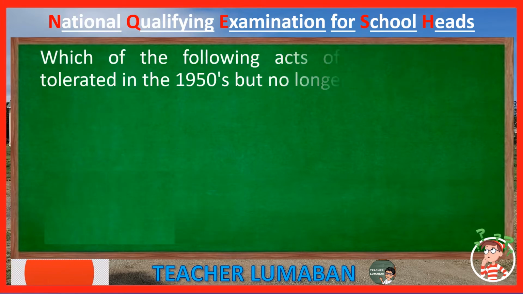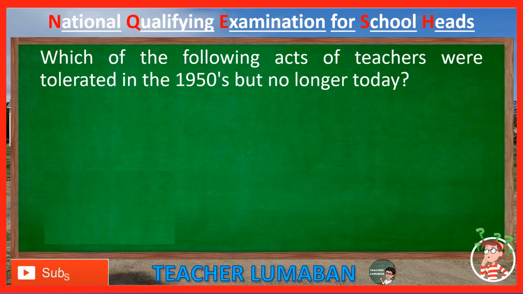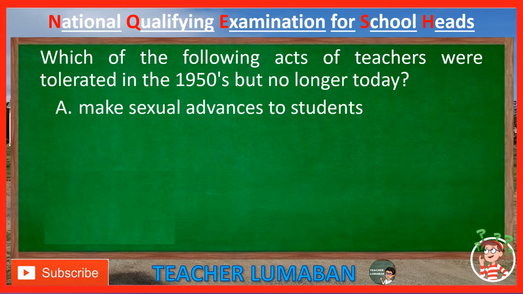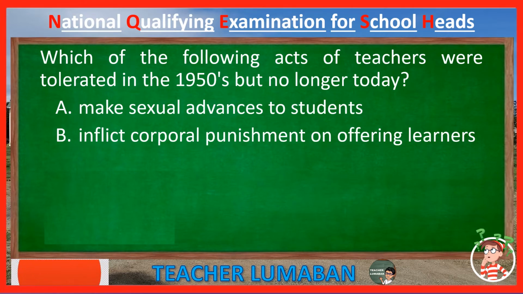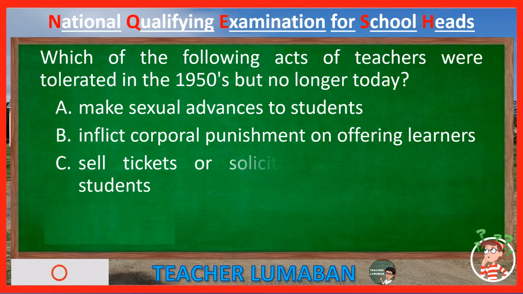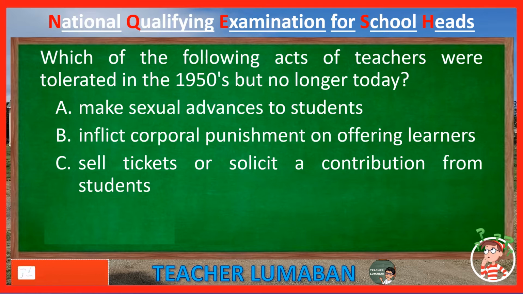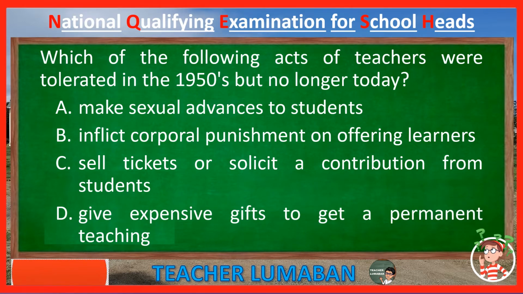Which of the following acts of teachers were tolerated in the 1950s but no longer today? Letter A, make sexual advances to students. Letter B, inflict corporal punishment on offending learners. Letter C, sell tickets or solicit a contribution from students. Letter D, give expensive gifts to get a permanent teaching position. Choose the suitable answer based on the given choices in 5 seconds.